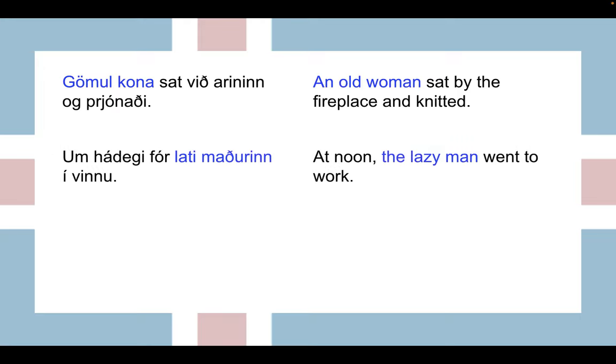Here's another example. Um hádegi fór lati maðurinn í vinnu. At noon, the lazy man went to work. Again, the lazy man is the subject, so we need the nominative form of the adjective and the noun.